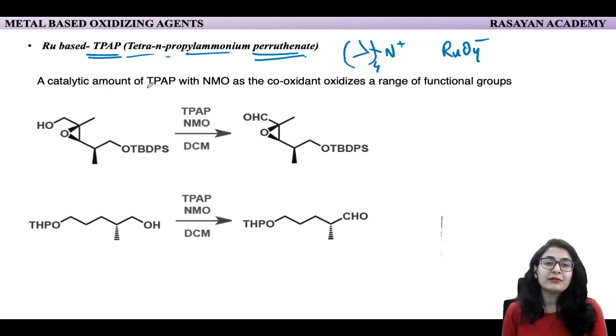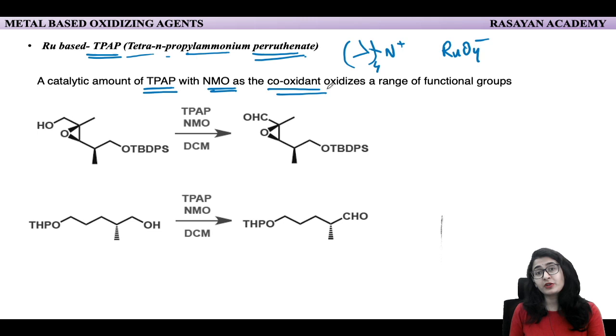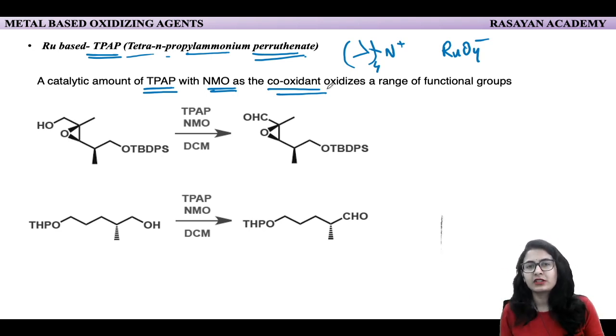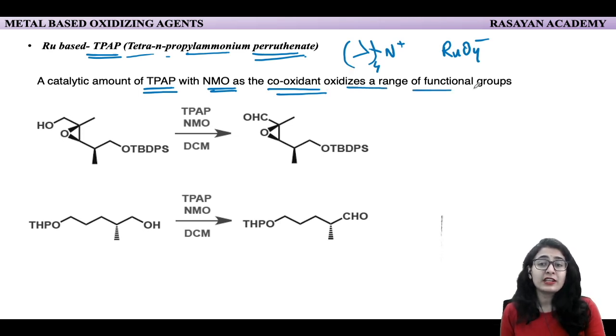A catalytic amount of TPAP with NMO as the co-oxidant. So I hope you remember NMO. NMO is N-methyl morpholine oxide. What's the role of that? It's a co-oxidant. कि perruthenate when it gets reduced, उसको फिर से oxidize कर देगा. So as a co-oxidant, oxidizes a range of functional groups.